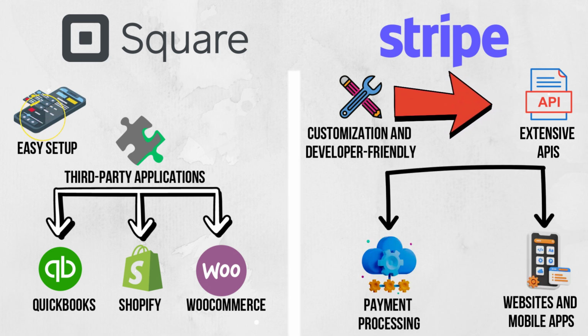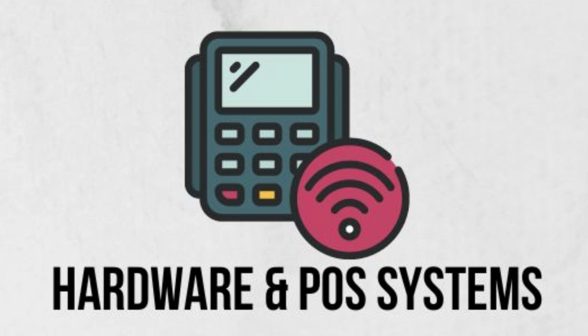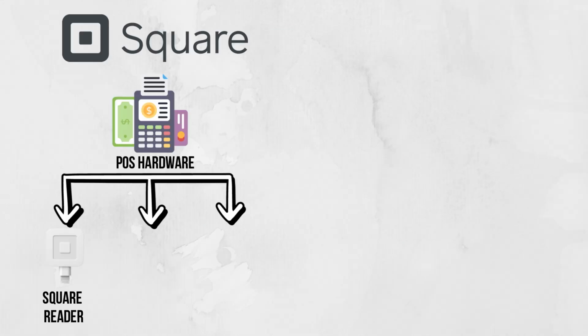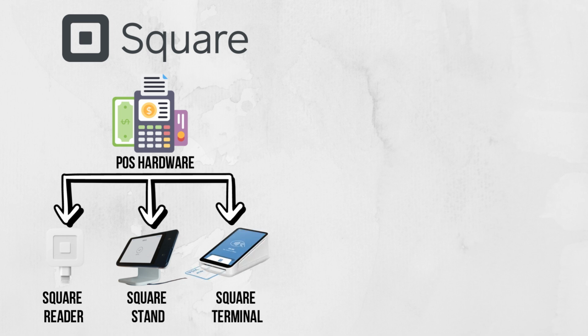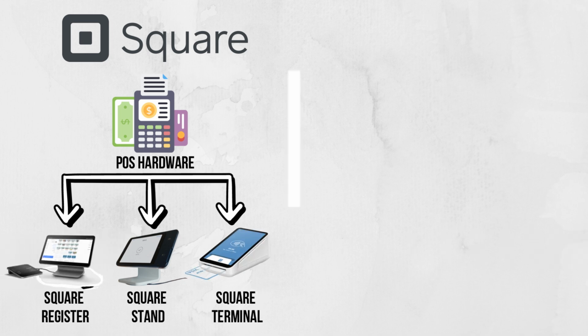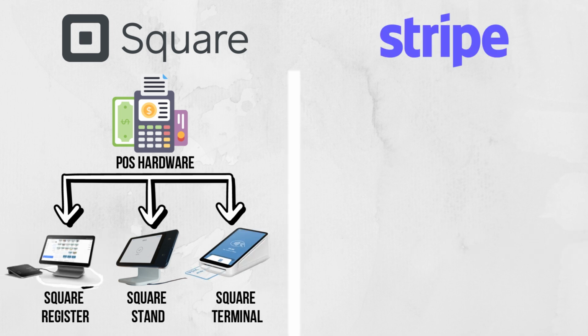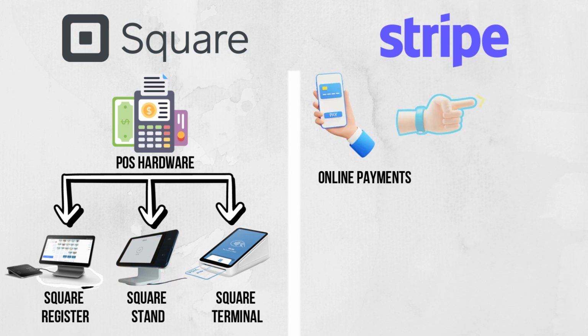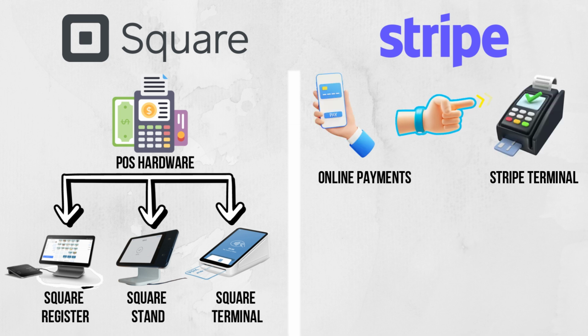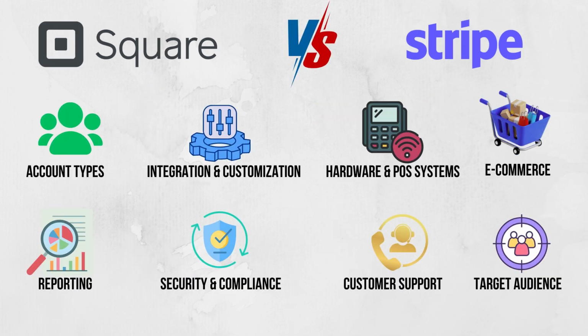Hardware and POS systems. Examining hardware options and POS systems helps businesses with in-person sales. Square offers a comprehensive suite of POS hardware including Square Reader, Square Stand, Square Terminal, and Square Register. Stripe primarily focuses on online payments but offers Stripe Terminal for in-person transactions. Stripe Terminal also provides pre-certified card readers.